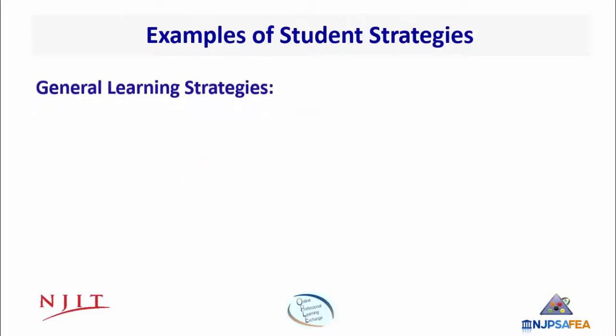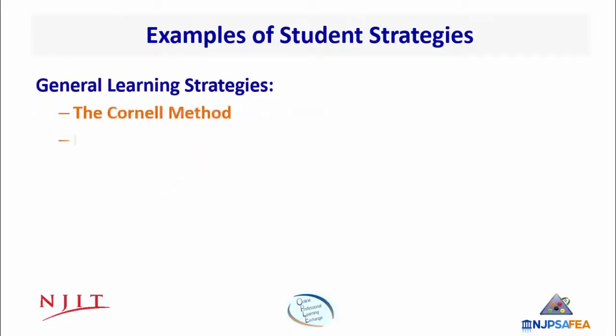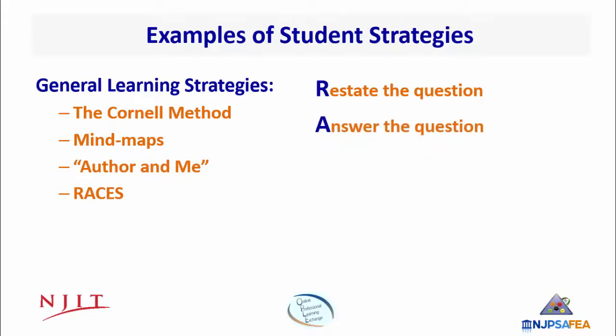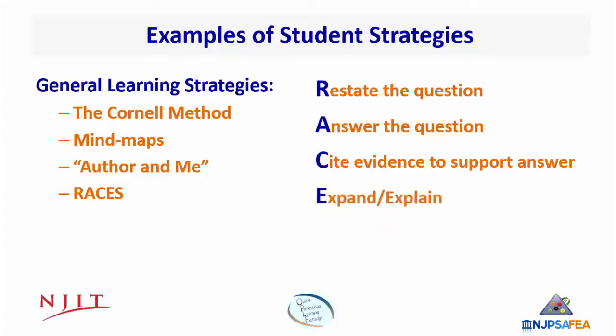Other examples of general learning strategies might address note-taking skills, such as the Cornell method or mind maps, reading strategies such as Author and Me, and writing strategies such as RACES. R: Restate the question. A: Answer the question. C: Cite evidence to support the answer. E: Expand and explain. S: Sum it up.